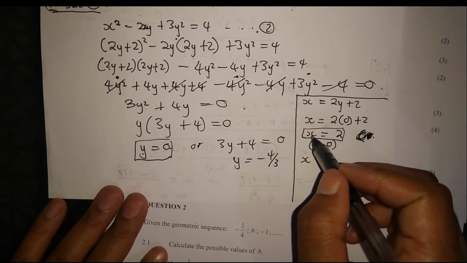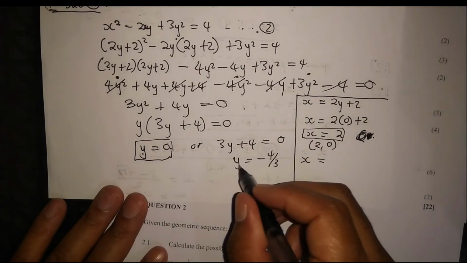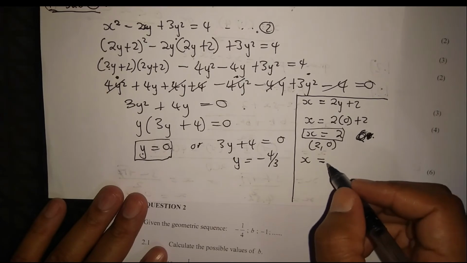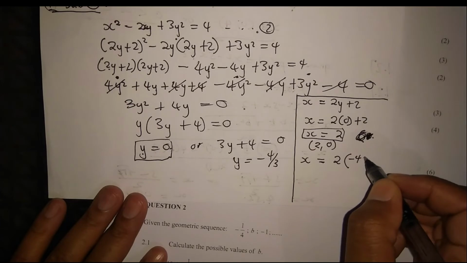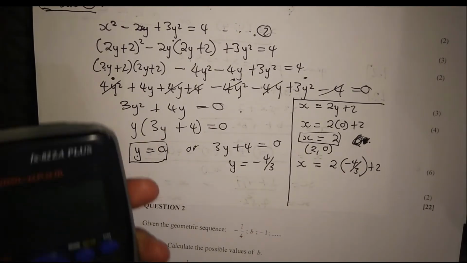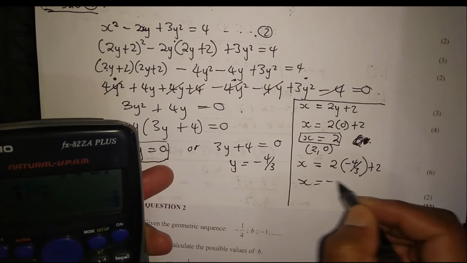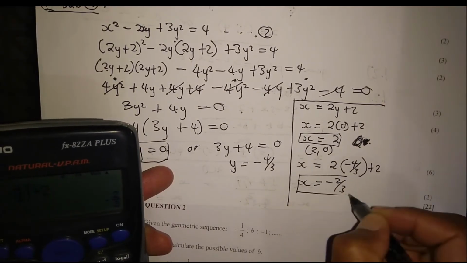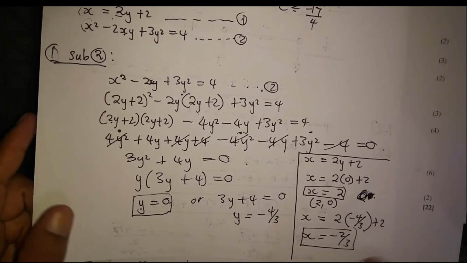Y equal to 0 gives you x equal to 2, and then y equal to minus 4 over 3 gives you, with the plus 2, x equal to negative 2 over 3. So that's the end of 1.3. This is a simultaneous equation.